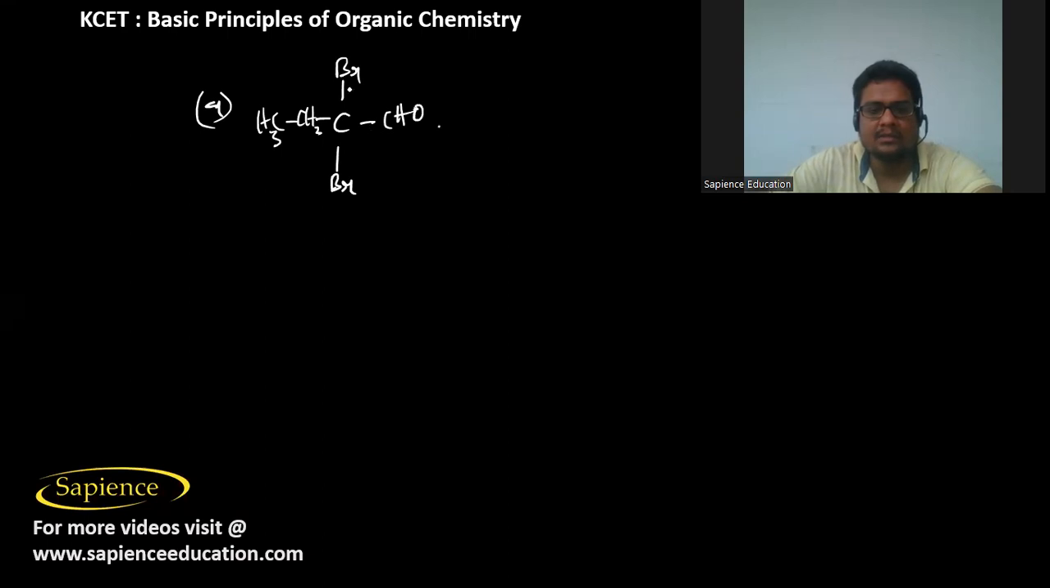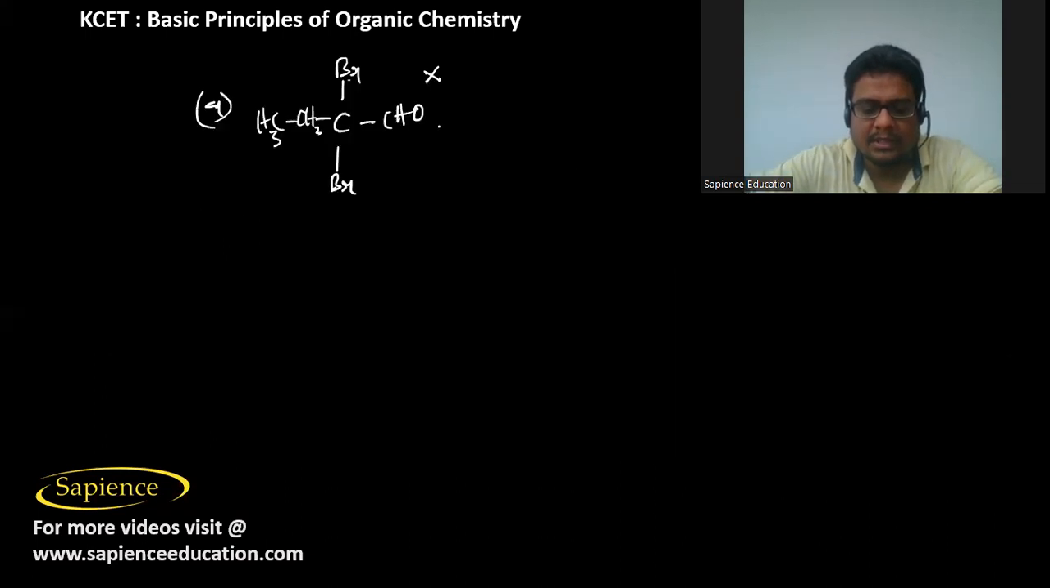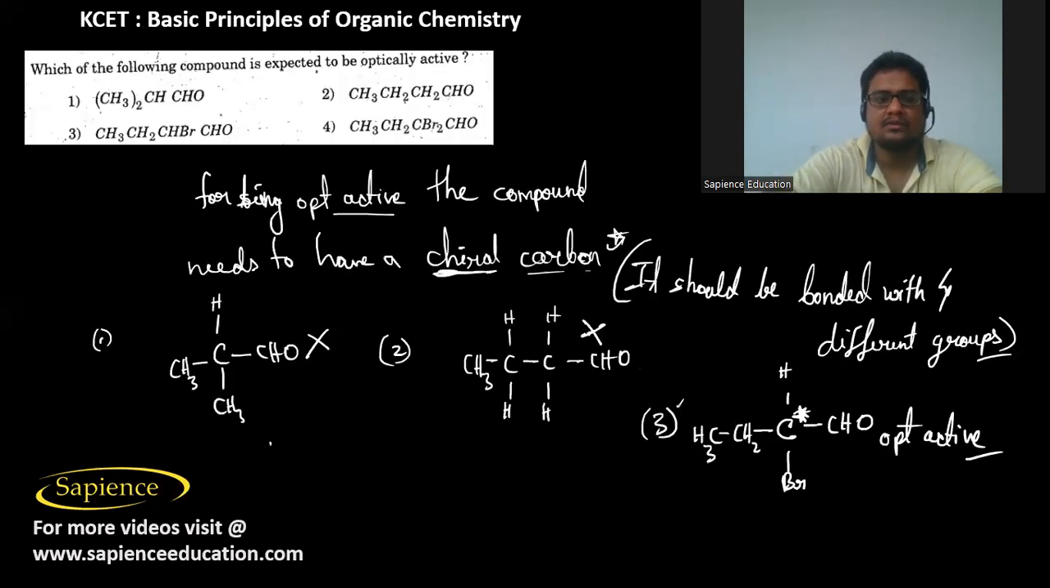So here also we have two similar groups, so it is not a chiral carbon, so it is not a chiral compound also, so it is not optically active. So only the third option, in the third option we have chiral carbon, so it is optically active. So option 3 is the correct answer.